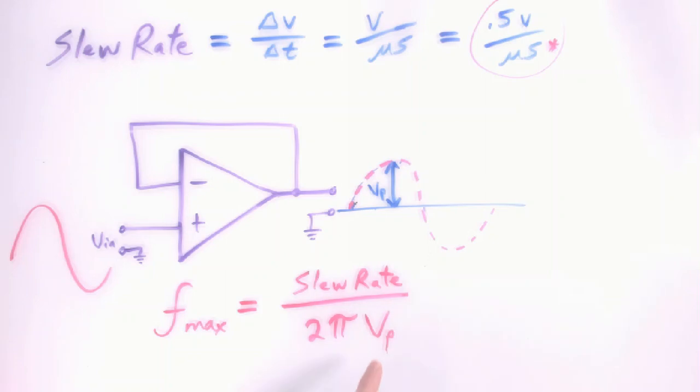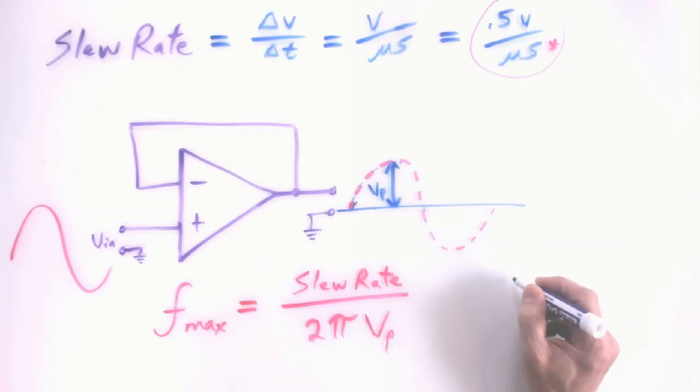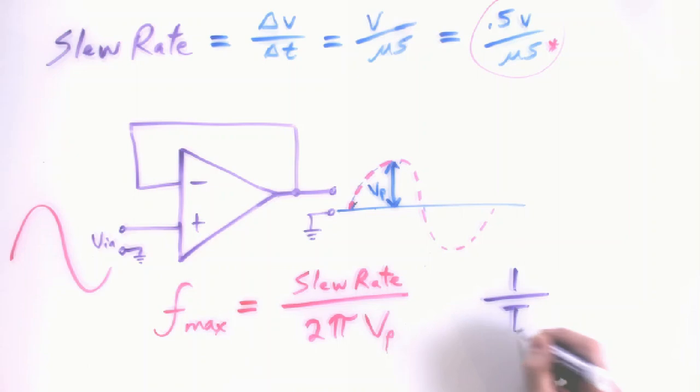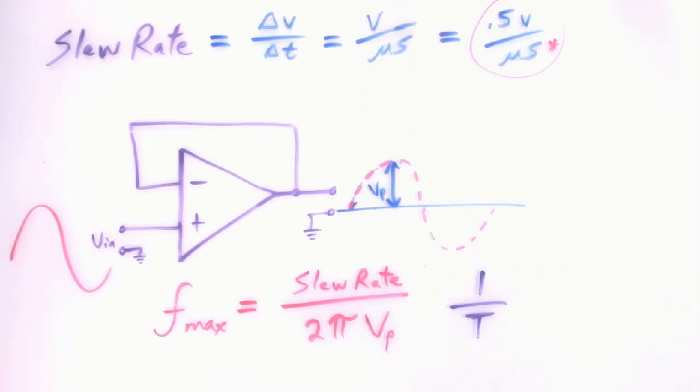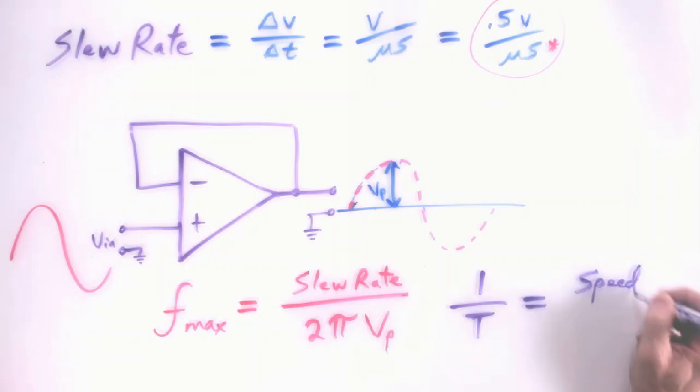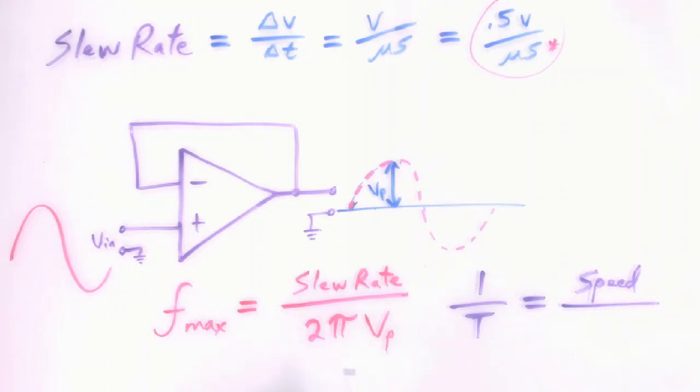And actually, I'm remembering why we use V peak here. We can break this formula down into a very familiar formula. Frequency, we could rewrite that as the inverse of the period, 1 over t. Scoot that over a little bit so I have a little more room here. Slew rate, that's the speed of the op amp. Okay. And then this 2 pi v peak is actually distance.